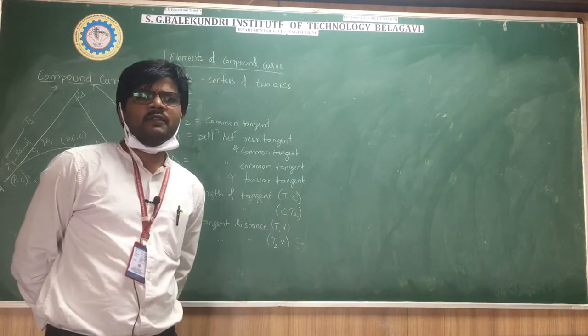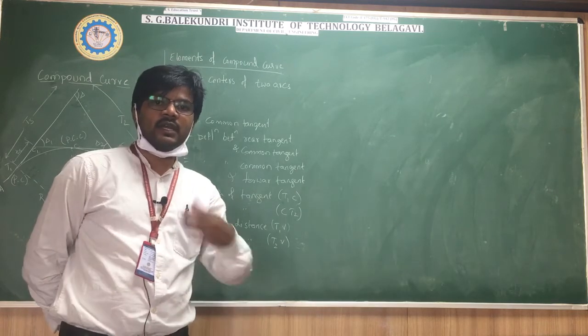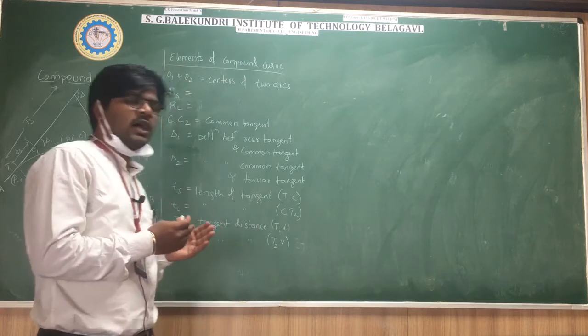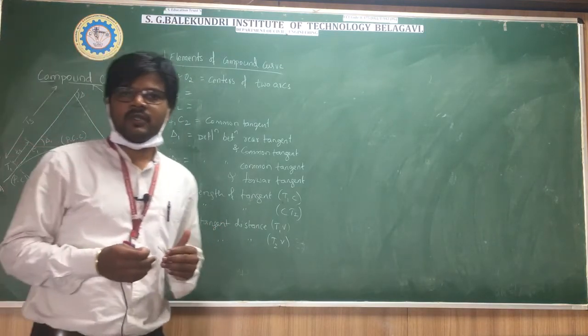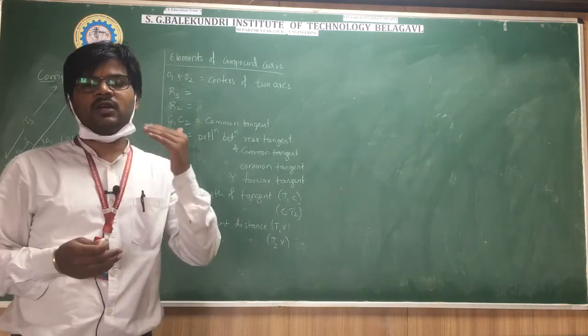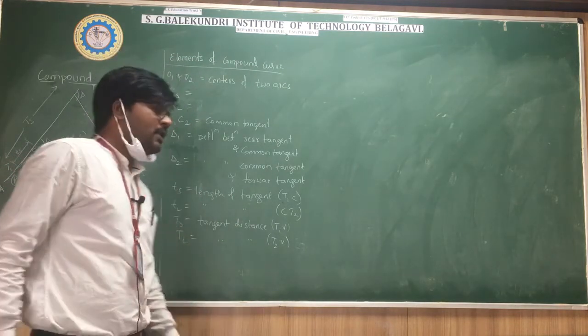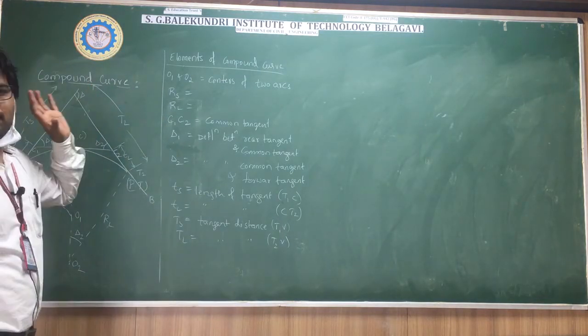A compound curve mainly consists of two different arcs having different radii, and both arcs are joined at a common tangent. Yes, in simple words, a compound curve has two arcs with a common tangent. By seeing this figure you can understand what a compound curve is.